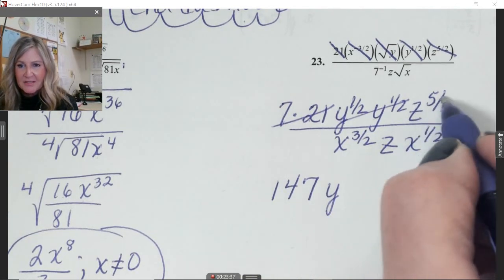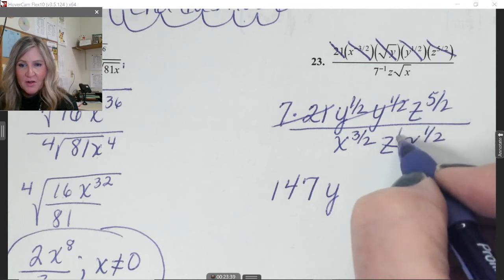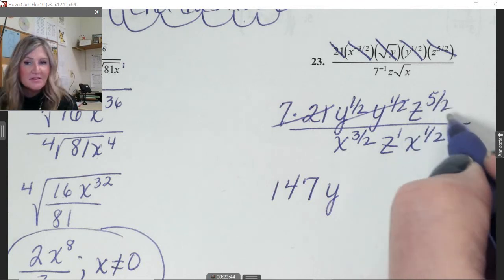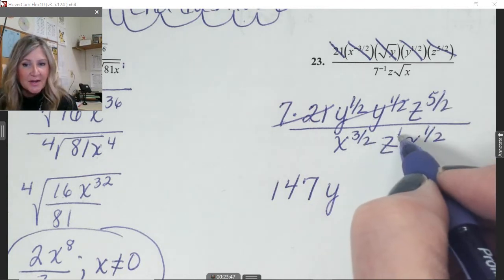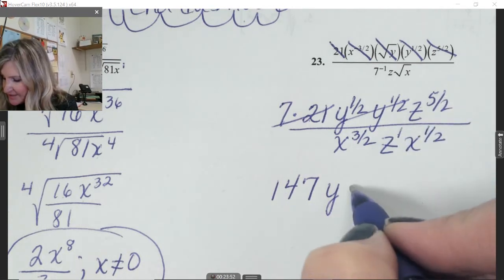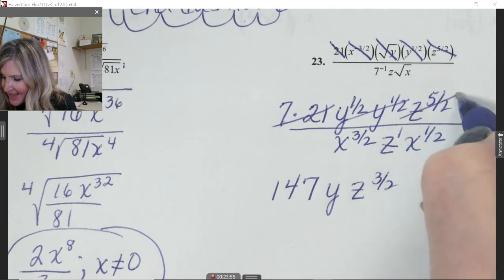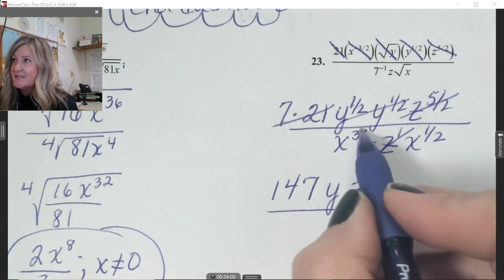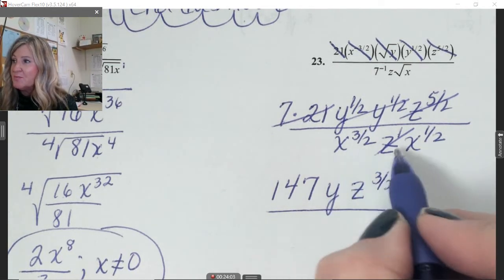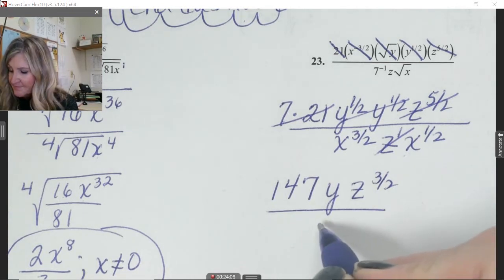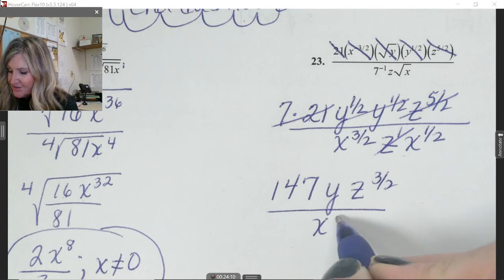We have a z here on top and a z here on bottom. Bases are alike and I'm dividing. What do I do with the exponents? Subtract. What's 5/2 minus 1? 3/2. Very nice. So I'm going to have z to the 3/2. That's gone. That's gone. Take it one step at a time. X to the 3/2, x to the 1/2. I'm multiplying and my bases are alike. What are we going to do? Add the exponents. What do I get? X to the second, right?